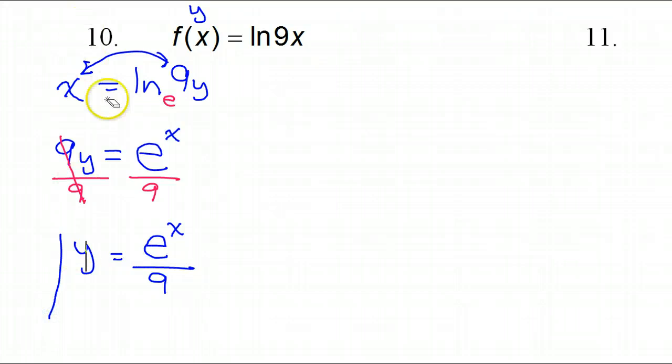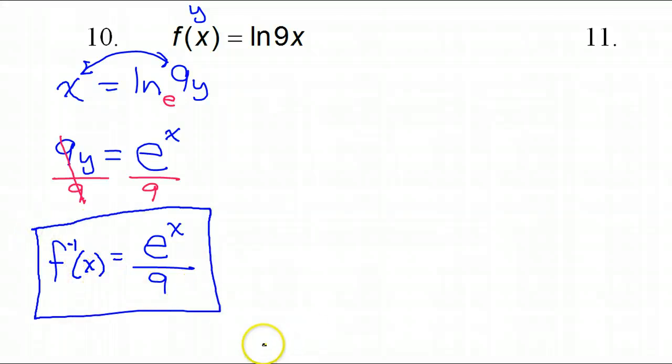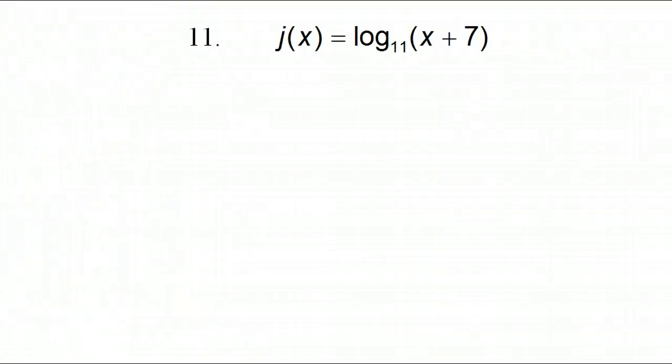Wait, let me not put a box around that yet. Let's replace the y. We started off with an f, so let's put the f back, but we will make it the inverse by putting the -1 on it. Now it's f inverse. Okay, that's number 10. Number 11.